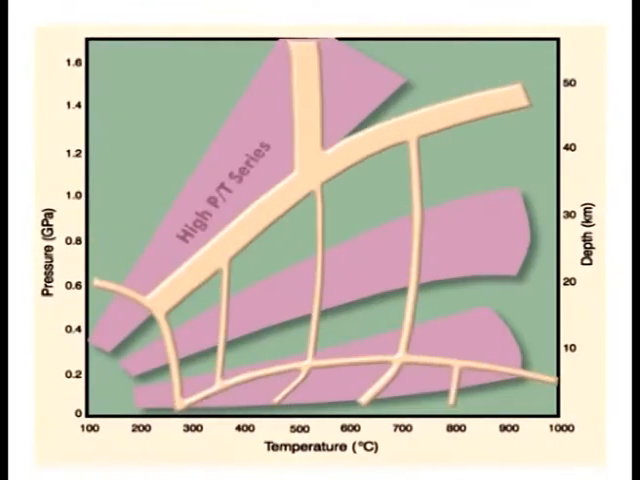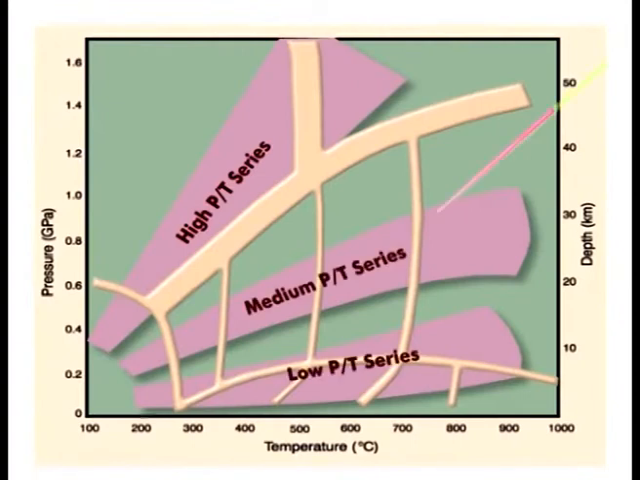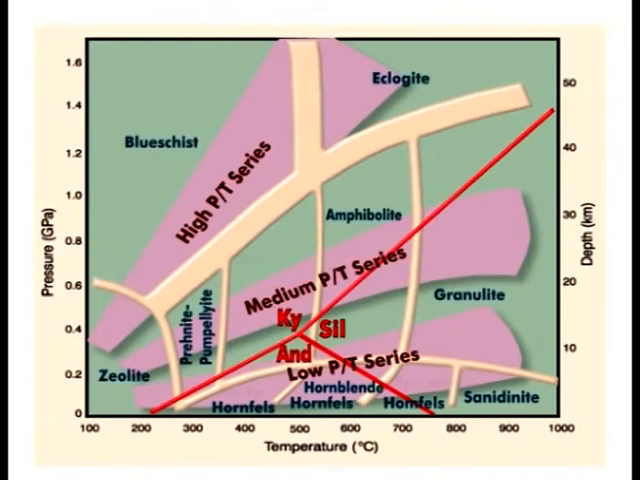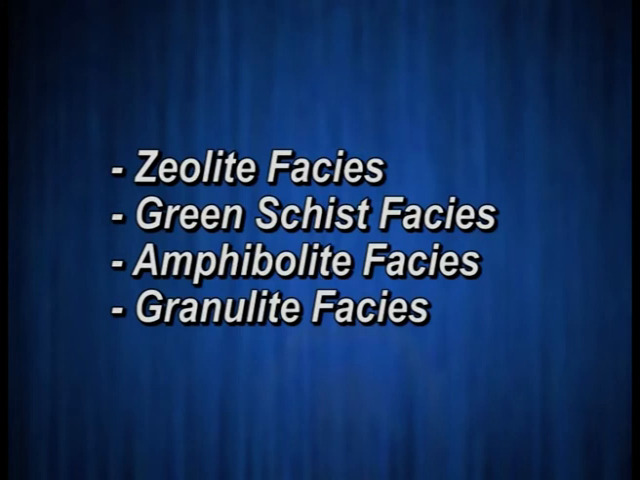The Abukuma type is named after the Abukuma region in Japan, and it is similar to the Buchan type of Dalradian. The facies of intermediate pressure, in order of increasing temperature and pressure of metamorphism: first is Zeolite, second Greenschist facies, third is Amphibolite facies, and fourth one is Granulite facies.